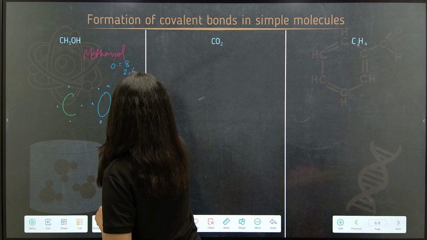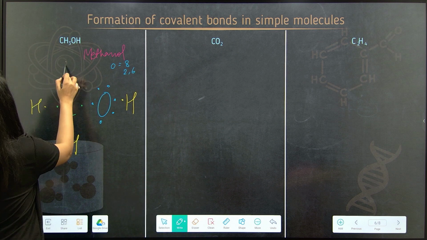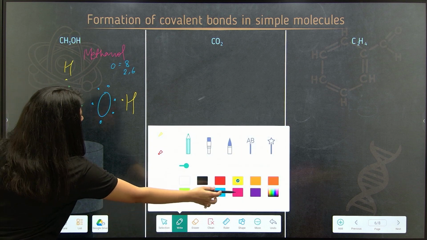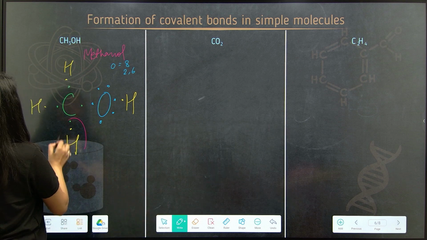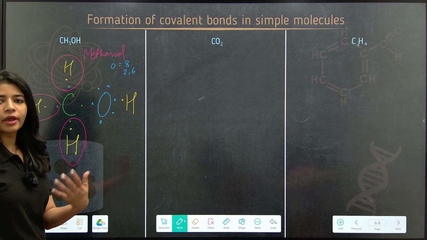Okay, hydrogen. Next one, hydrogen here, another one here. Right, now let's see how the sharing is going to occur. Each hydrogen needs one electron to complete its doublet. This is how it's going to share, right?